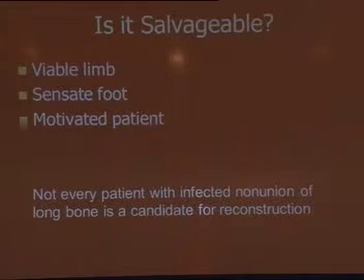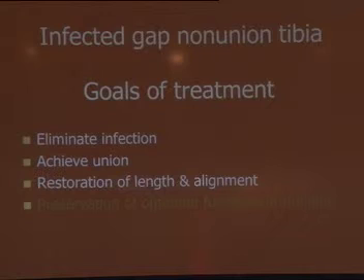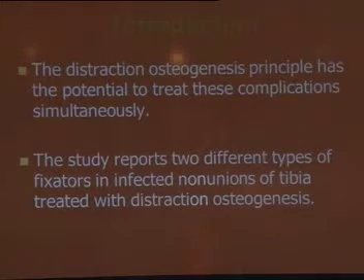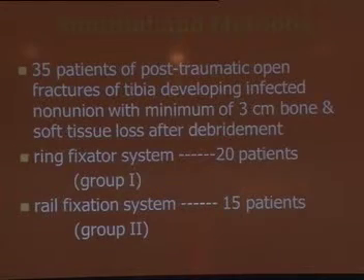The limb should be viable with a sensate foot and the patient should be motivated. Then we will go for the reconstruction. The goals of treatment are to eliminate the infection, achieve union, restore length and alignment, and preserve optimum function. The distraction osteogenesis principle can treat all these complications simultaneously. My study compares two different types of fixator in this subgroup.